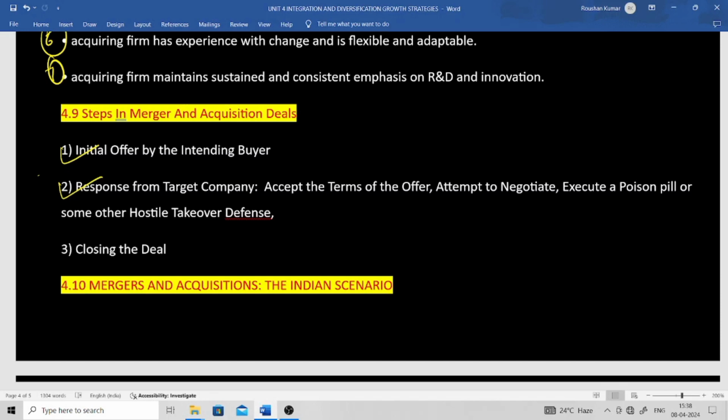Now the third one, that is the closing deal. Finally, once the target company agrees to the tender offer and the regulatory requirements are met, the merger deal will be executed by means of some transaction. In a merger in which one company buys another, the acquirer will pay for the target company's shares with cash, stock, or both.